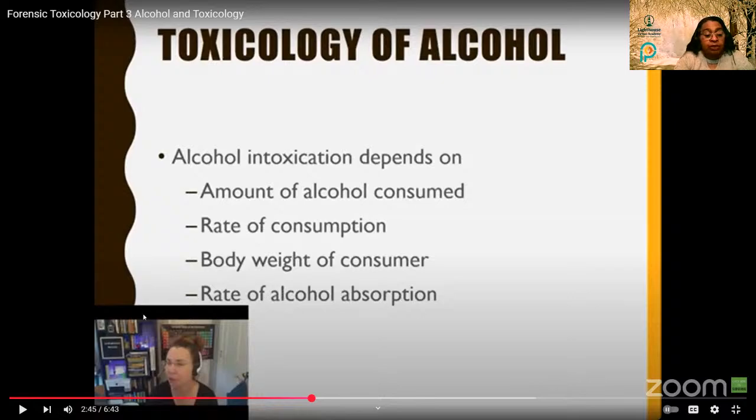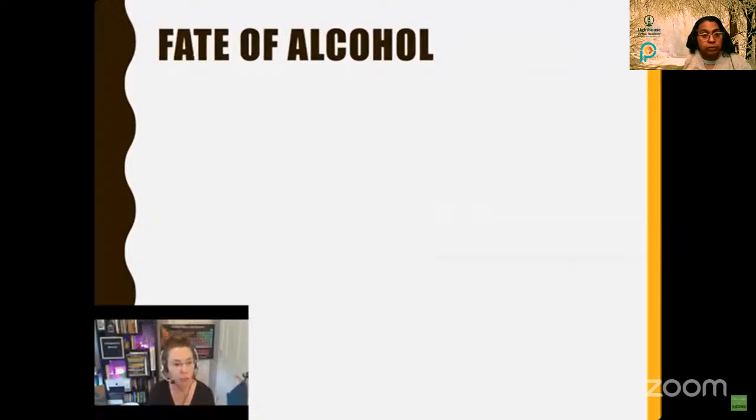Whether you've eaten or not, what is it being absorbed by? Is it being absorbed by the food in your stomach or nothing? So how fast it is absorbed into the body, into the bloodstream, will depend on the things you wrote earlier. Meaning, was there food in the stomach or was there not? What type of alcohol was consumed?